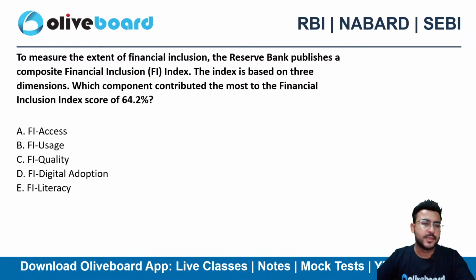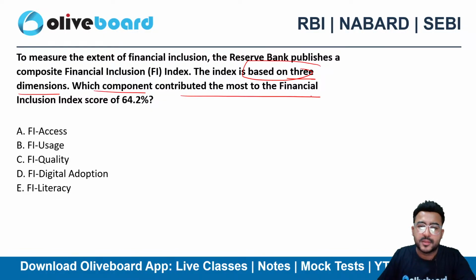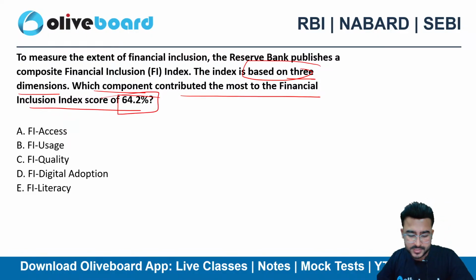Okay, next, to measure the extent of financial inclusion, the RBI publishes the Composite Financial Inclusion Index. The index is based on three dimensions, as we discussed. Which component contributed the most to the Financial Inclusion Index score of 64.2%? What component has contributed mostly to this Financial Inclusion Index score?